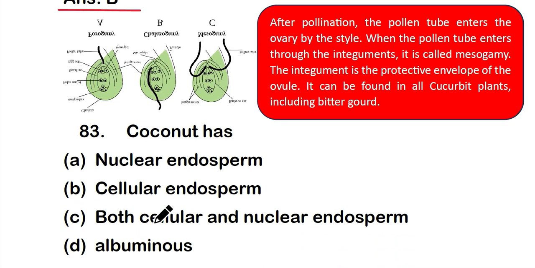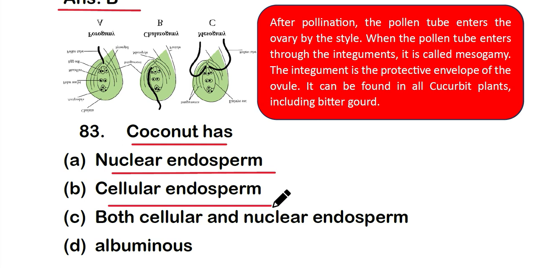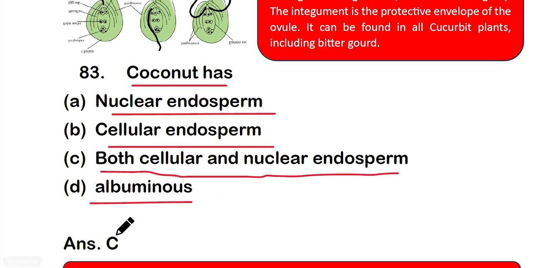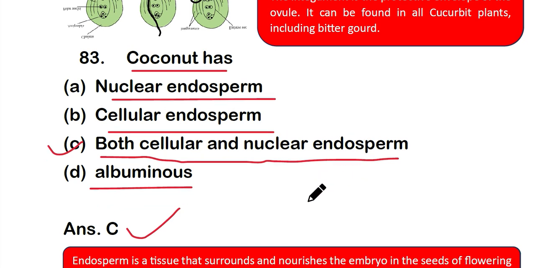So let's move on to question number 83. Coconut has: option A, nuclear endosperm; option B, cellular endosperm; option C, both cellular and nuclear endosperm; or option D, albuminous. And the right one is option C, that is both cellular and nuclear endosperms. So coconut has both cellular and nuclear endosperms.